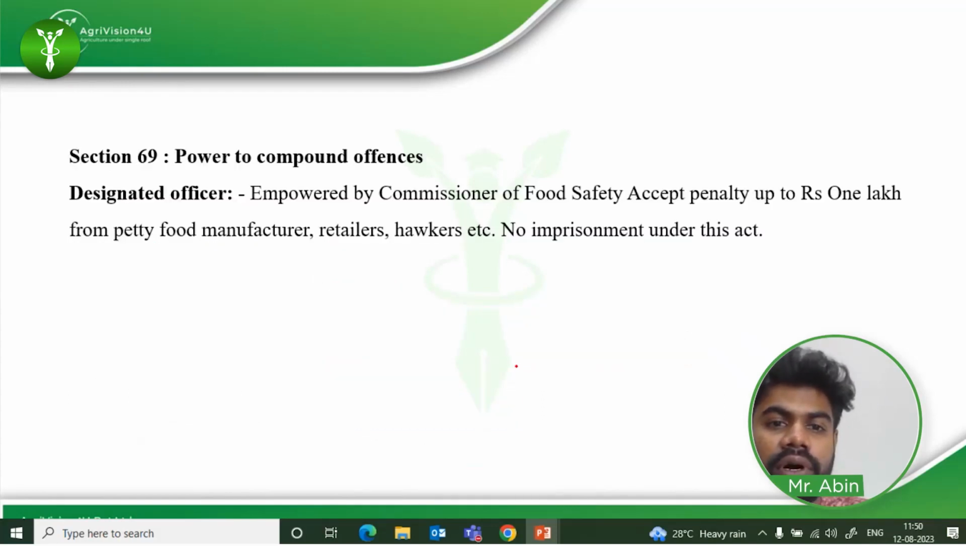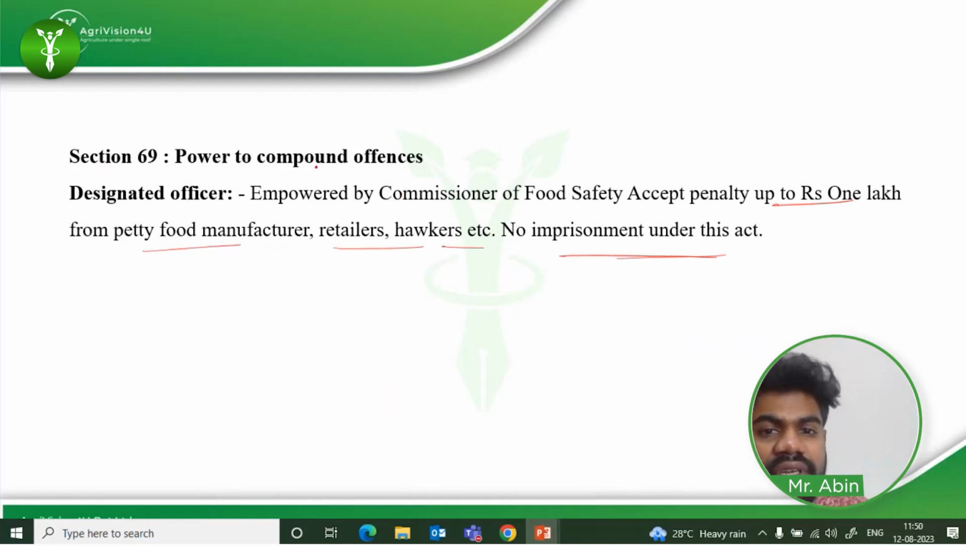Power to compound offense: a designated officer empowered by the Commissioner of Food Safety can initiate this, accepting a penalty up to 1 lakh from petty manufacturers, retailers, hawkers, etc. No imprisonment shall be given under this.